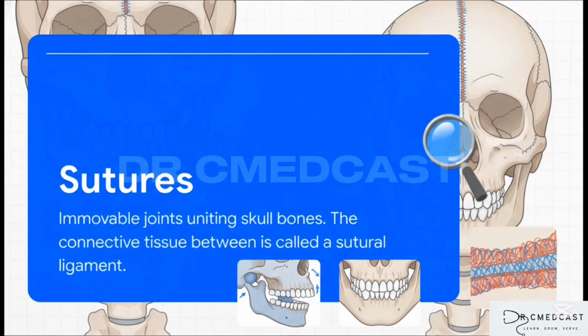These interlocking joints are called sutures. They're fused together by this tough connective tissue, a sutural ligament, creating a really rigid protective shell. But there's one key exception to this immovable rule, and that's the mandible, or your lower jaw. It is the only bone in the skull that's designed to move, and that's what allows us to talk, to eat, and to express ourselves.